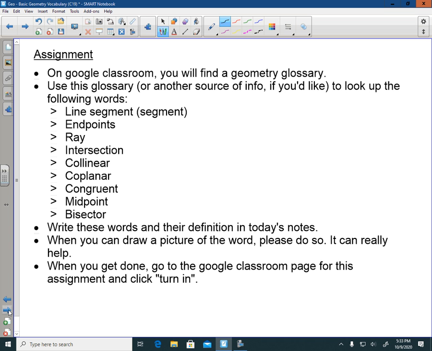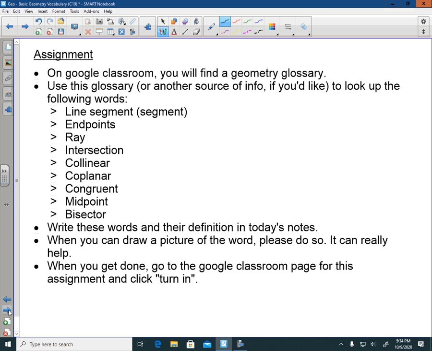And I'm going to ask you to look up the following words: line segment, which can also just be called segment, endpoints, ray, intersection, collinear, coplanar, congruent, midpoint, and bisector. I'm going to ask you to complete your notes by writing these words and the definitions that you looked up on today's note page. Do your best to write those definitions in words that make sense to you. If you don't understand what the definition is, then it's really hard to understand what the object is. So try to interpret that in your own words.